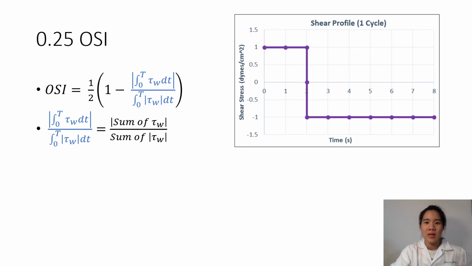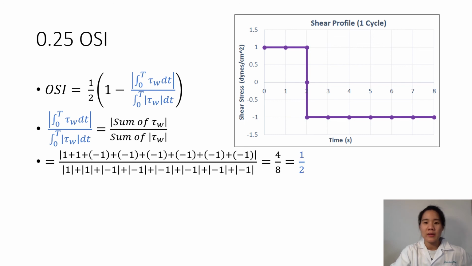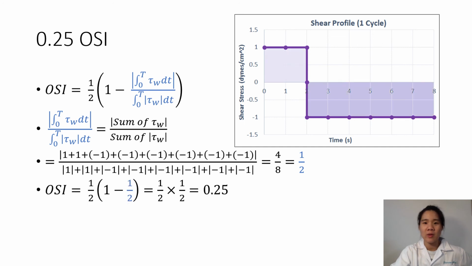This is a mathematical and graphic representation of OSI. The OSI is equal to 0.5 times parentheses 1 minus absolute value of sum of wall shear stresses over the sum of wall shears.